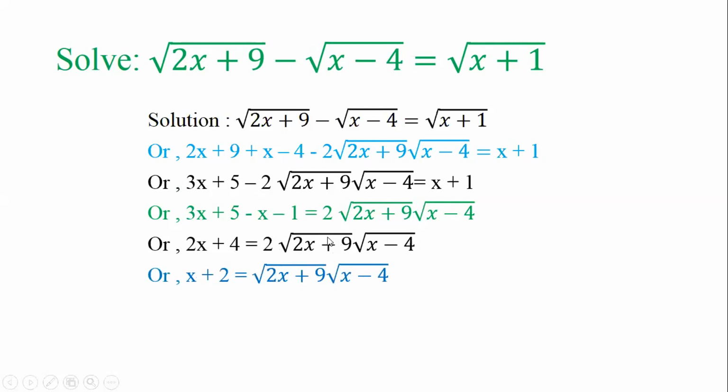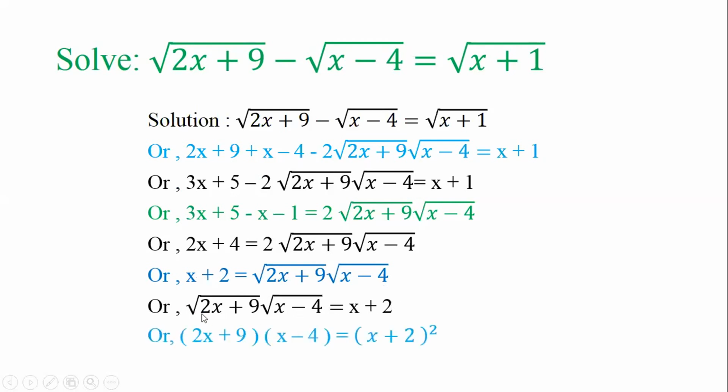If we divide this equation by 2, then we get x plus 2 equal to root over 2x plus 9 minus root over x minus 4. But here we change the side, then we get this equation. If we take square on both sides of this equation, then we get 2x plus 9 times x minus 4 equal to x plus 2 whole square.